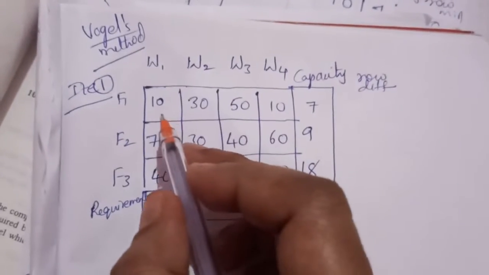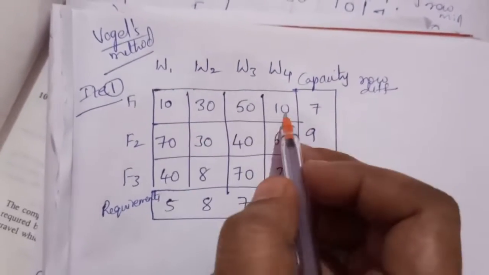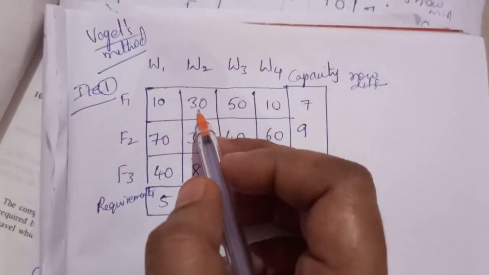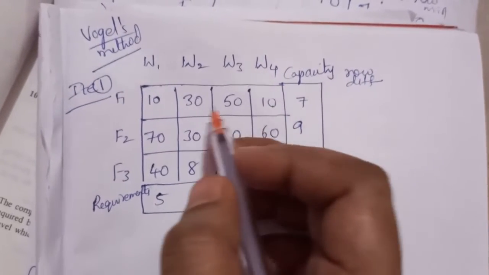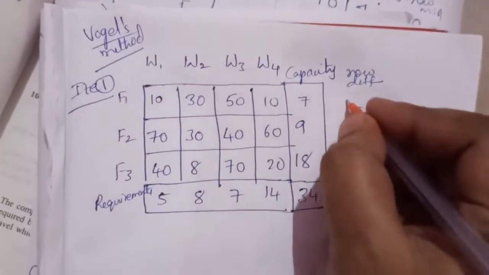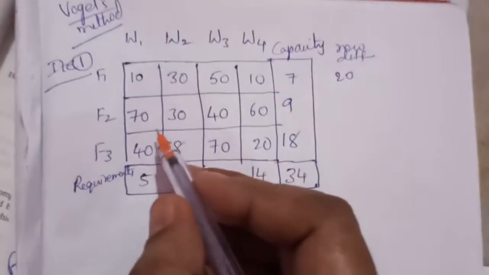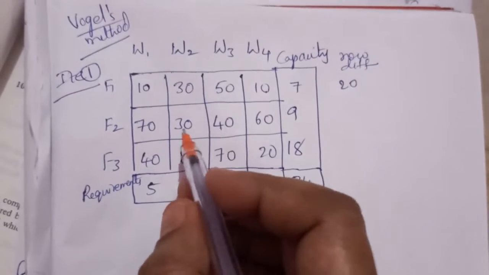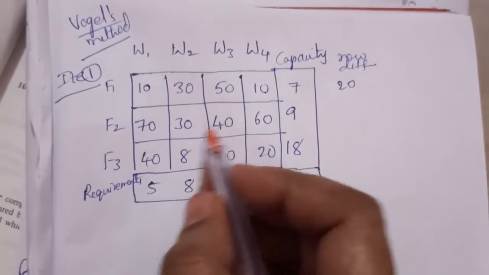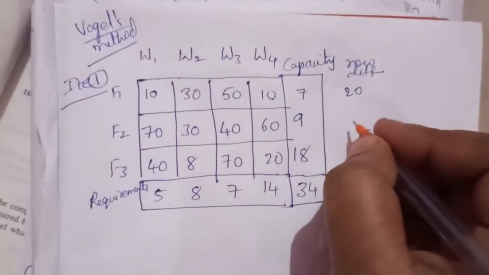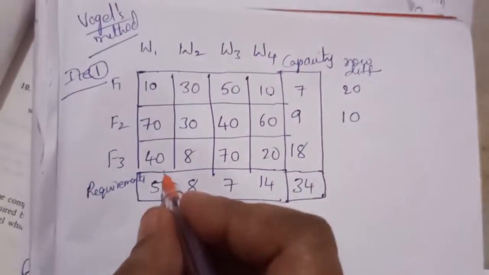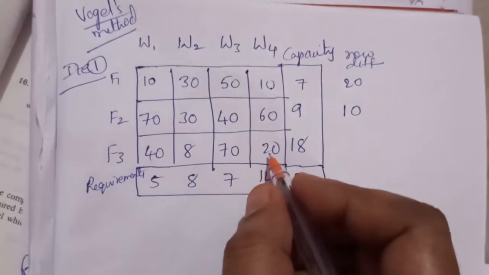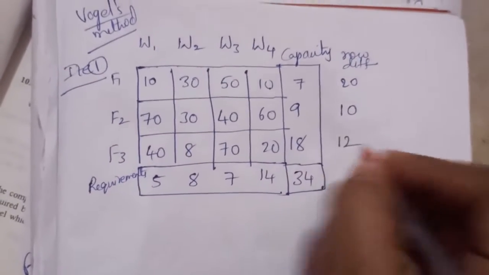Among all the values in the first row, 10 is the least value and 30 is the next least value. So the difference between 30 and 10 is 20. In the same way, here 30 and 40 are the two least values, so the difference is 10. And here the least value is 8 and the next least is 20, so the difference is 12.